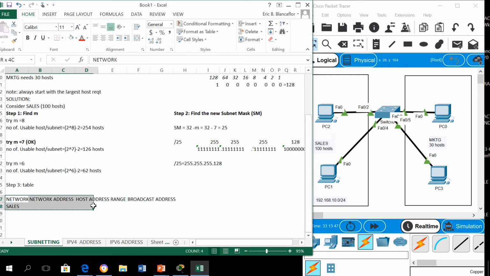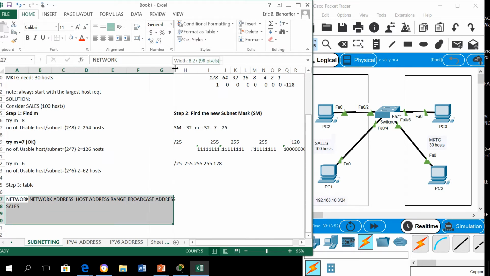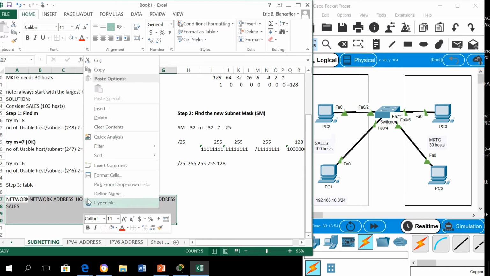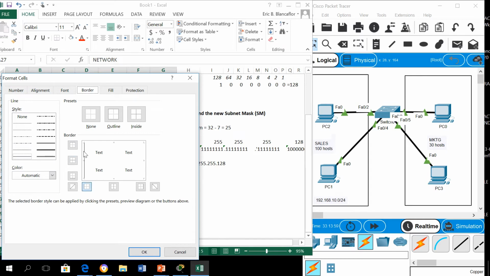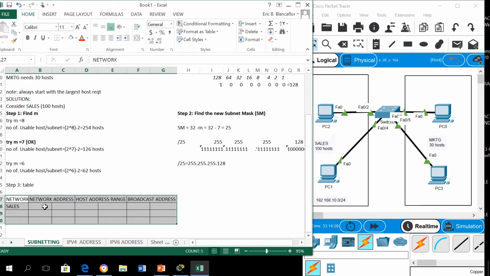So, I'll have a table here. This is the last part already. So, format, border. Again, I need like 5 seconds for this. 5, 4, 3, 2, 1. There. Double pala yun. Merge, and merge.